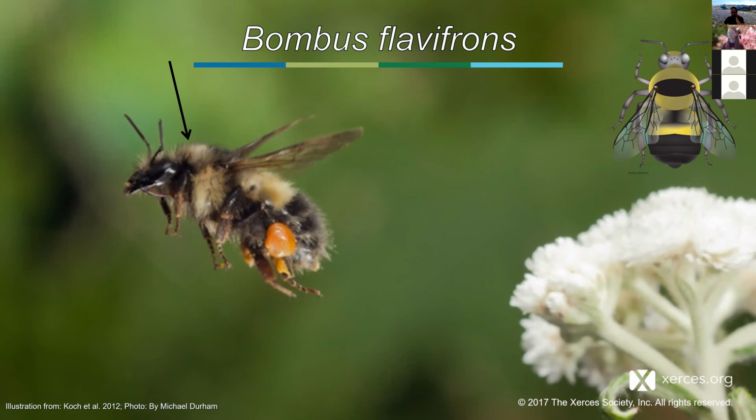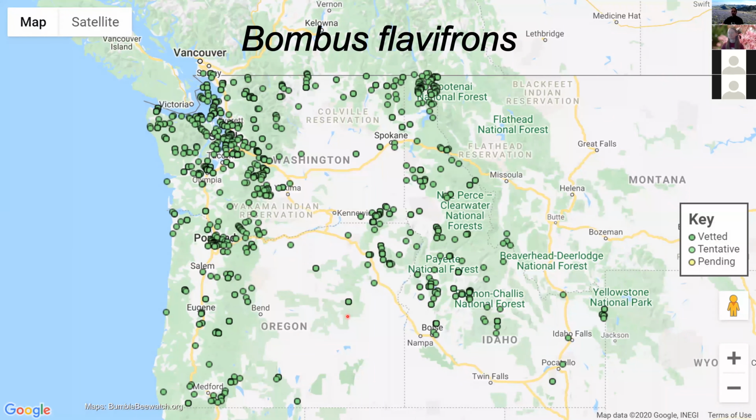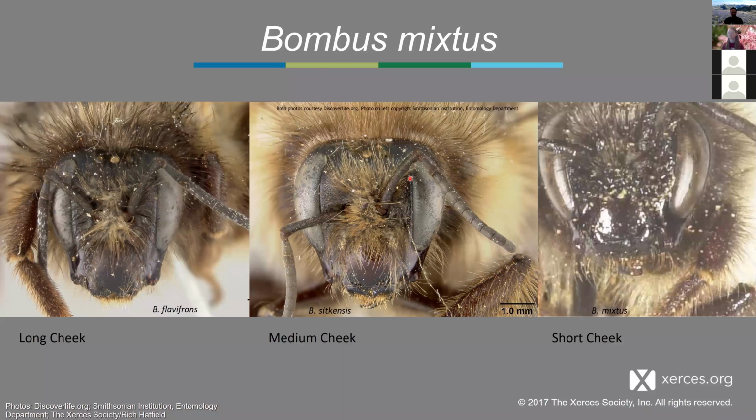Cloudy hairs, blacktail. This species is very common. It can be locally extremely common. Has a very small body and a very, very long cheek. And that's one of the things we use to distinguish this species. So here's Bombus flavifrons on the far left with a very long cheek. And then there's a couple of lookalike species, Bombus sitkensis and Bombus mixtus. Bombus sitkensis has a medium cheek, and Bombus mixtus has a shorter cheek.